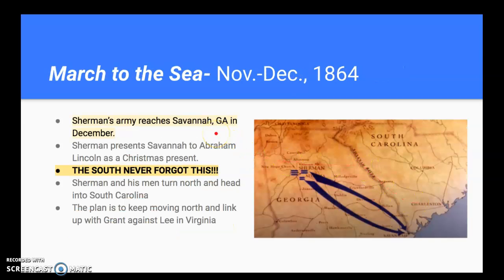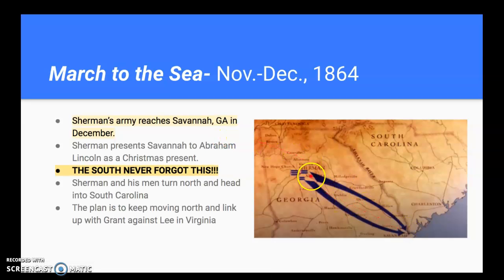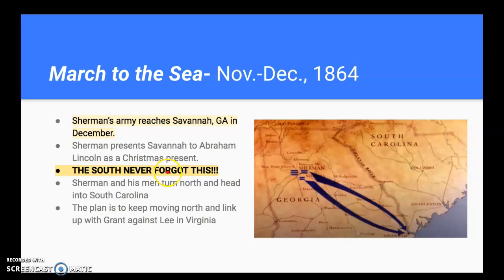All right. So Sherman's army, right before Christmas, they reached, this is the path. Sherman broke his men into two columns, and they just cut across Georgia like this and destroyed everything in their path. I think it was about 60 miles wide and 300 miles long or something like that. But he gets to Savannah, Georgia around Christmas, and Sherman presents Savannah, Georgia to Abraham Lincoln as a Christmas present. And the South never forgets this.